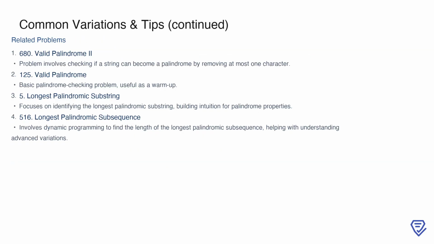To deepen your understanding, it's helpful to explore related problems. For example, valid palindrome 2, the problem we're discussing, focuses on determining if a string can become a palindrome by removing at most one character. A simpler precursor to this is problem 125, valid palindrome, which tests basic palindrome checking skills. For a more advanced challenge, problem 5, longest palindromic substring, emphasizes finding the longest contiguous palindromic substring. This builds intuition about palindrome properties and efficient ways to handle them.